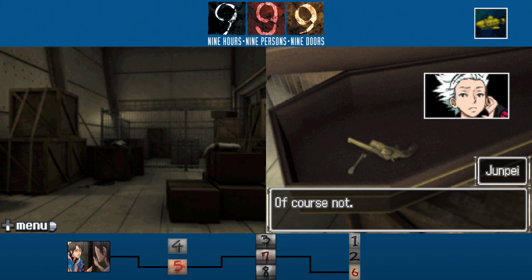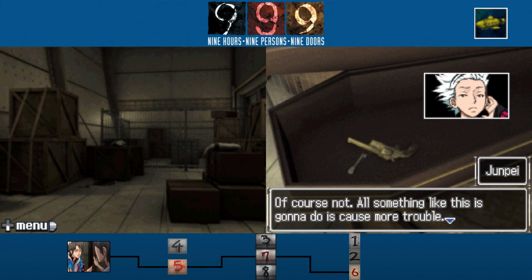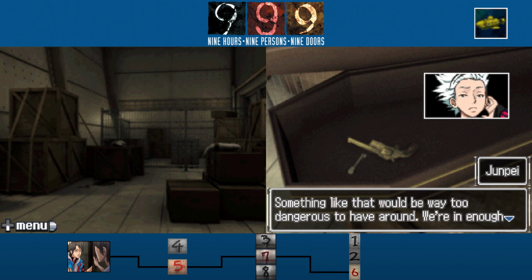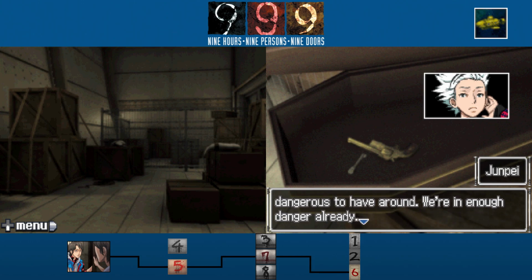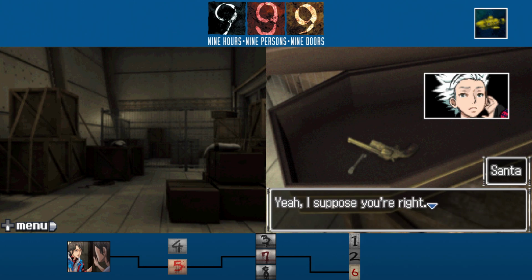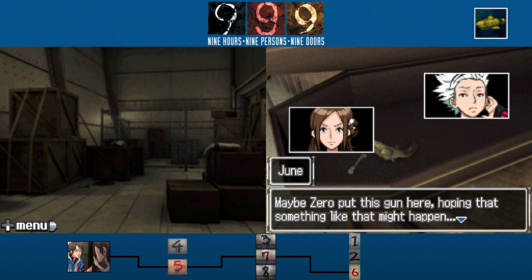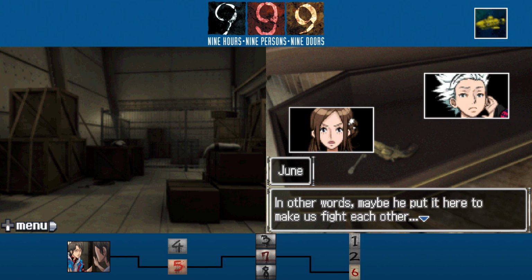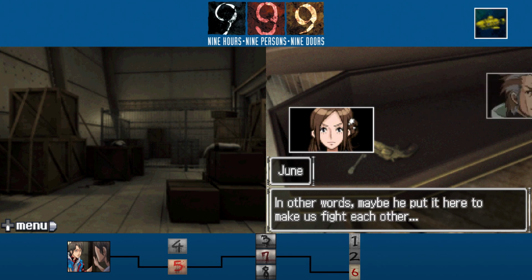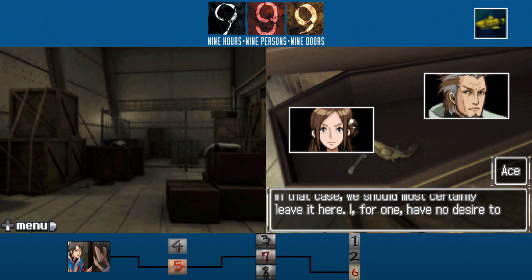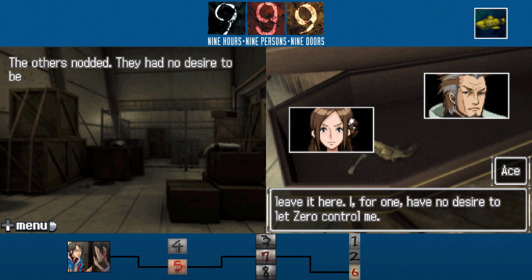You're not gonna take it? Of course not. All something like this is gonna do is cause more trouble. It's a powerful weapon that gives one person a huge advantage. Something like that would be way too dangerous to have around. We're in enough danger already. Yeah, I suppose you're right. Maybe Zero put this gun here hoping that something like this might happen? In other words, maybe he put it here to make us fight each other. In that case, we should most certainly leave it here. I, for one, have no desire to let Zero control me. The others nodded. They had no desire to be under Zero's control either.